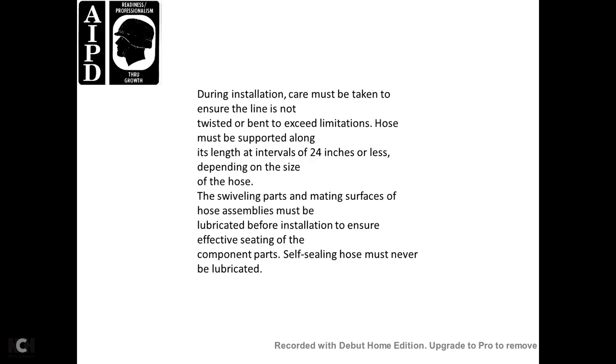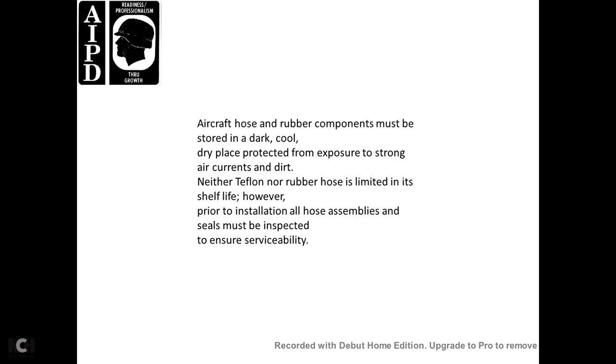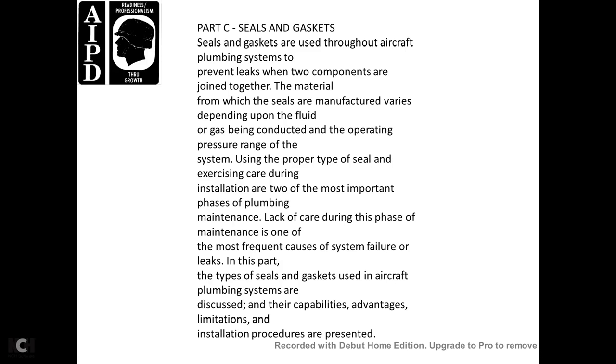During installation, care must be taken to ensure the line is not twisted or bent beyond the limits. It must be supported along its length at intervals of 24 inches or less, depending on the size of the hose. Swiveling parts and mating surfaces of the hose assembly must be lubricated before installing to ensure effective seating of the component parts. Self-sealing hoses must never be lubricated. Aircraft hose rubber components must be stored in dark, cool, dry places protected from exposure to strong air currents and dirt. Neither Teflon nor rubber hose has limited shelf life. However, prior to installation, all hoses and assemblies must be inspected to ensure serviceability.